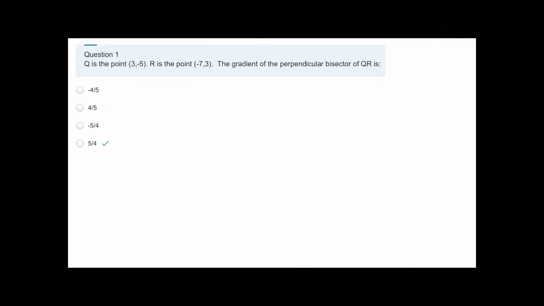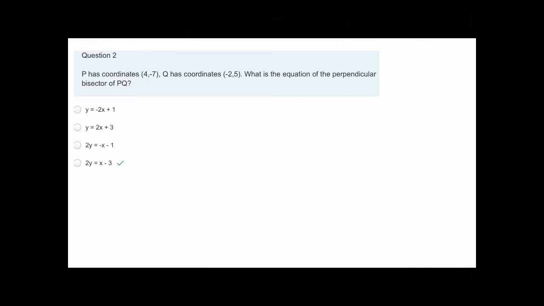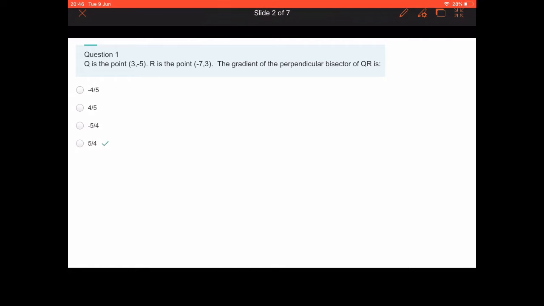If we have a look at the first question here. Q is the point (3, -5), R is the point (-7, 3). The gradient of the perpendicular bisector of QR is... With a question like this, I would always make a wee sketch. We've got Q, we've got R. A perpendicular bisector is a line that is perpendicular to it and it cuts it in half.